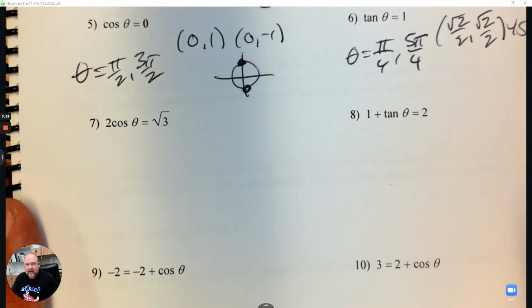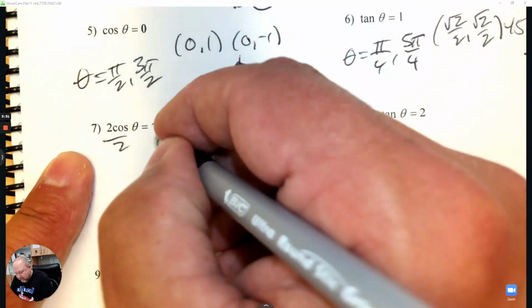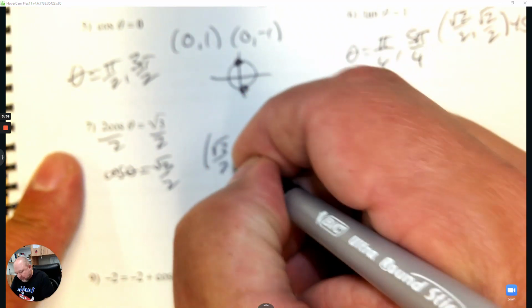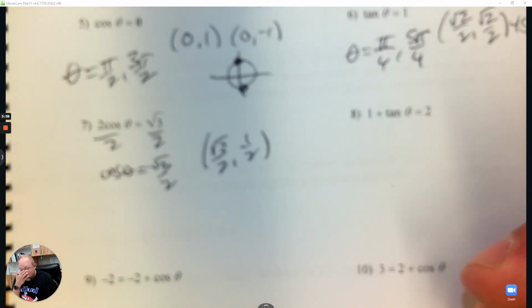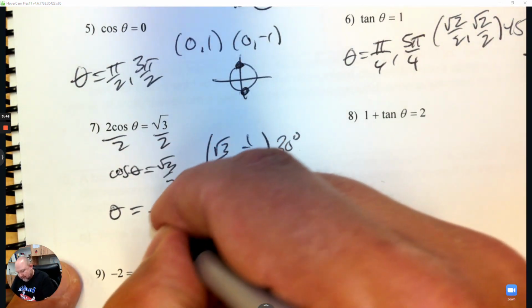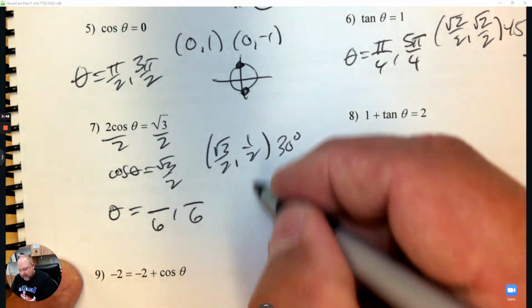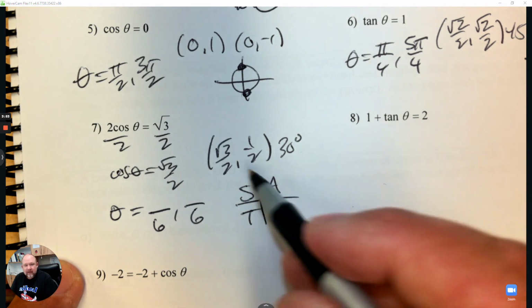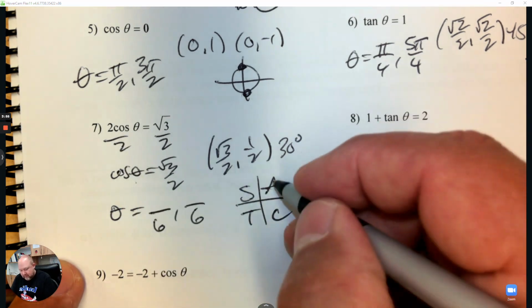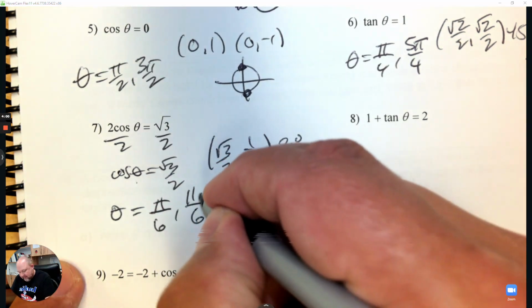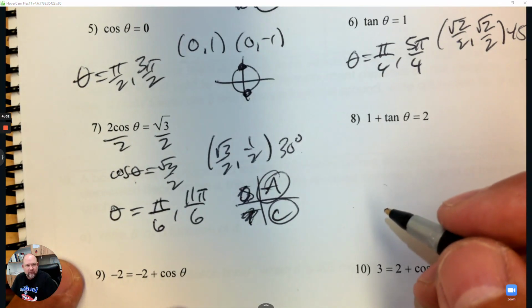Number 7. Here I need to do a little bit of work. Divide by 2 and I get root 3 over 2. So the x coordinate is root 3 over 2, which means the y coordinate is 1/2. The reference angle here is 30 degrees. So the angle in radians is going to be over 6. All students take ceramics. Here we go. What quadrant are we in when cosine is positive? So that's 1 and 4. So that's 1 pi over 6 and that's 11 pi over 6, knowing your unit circle.